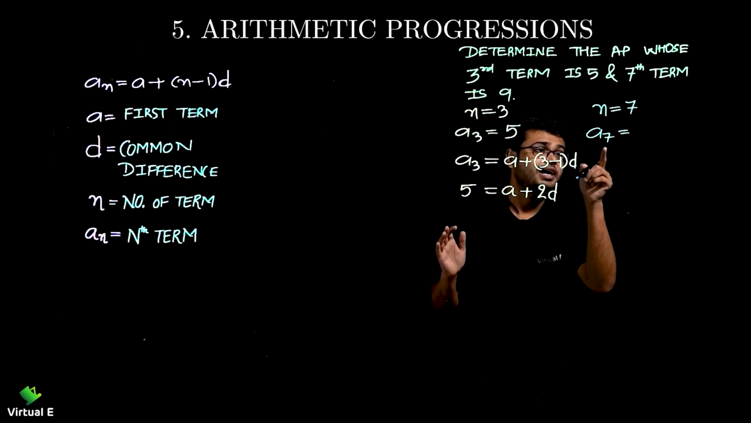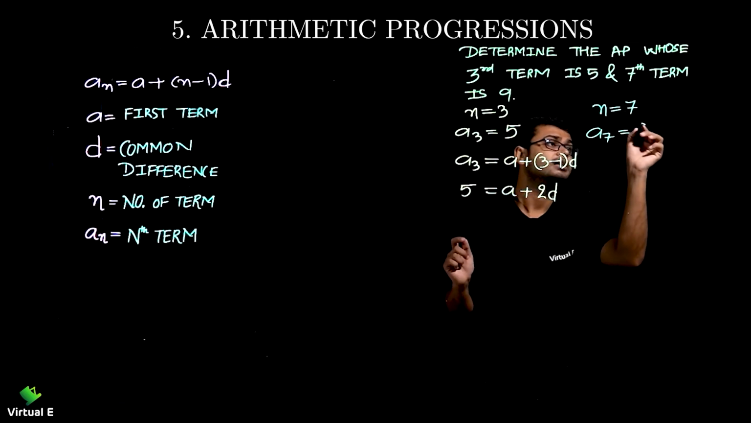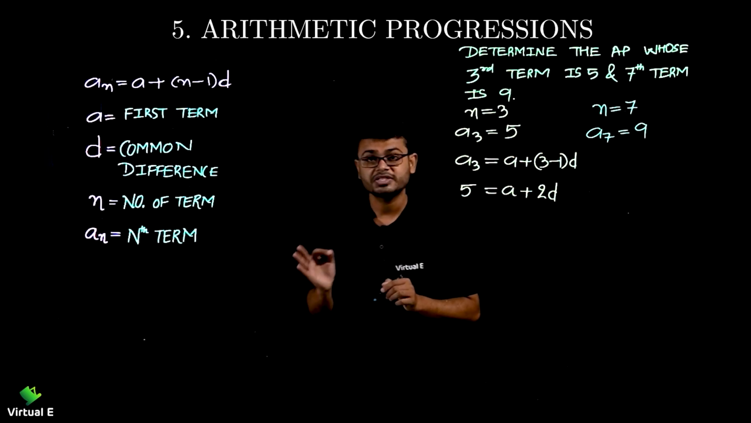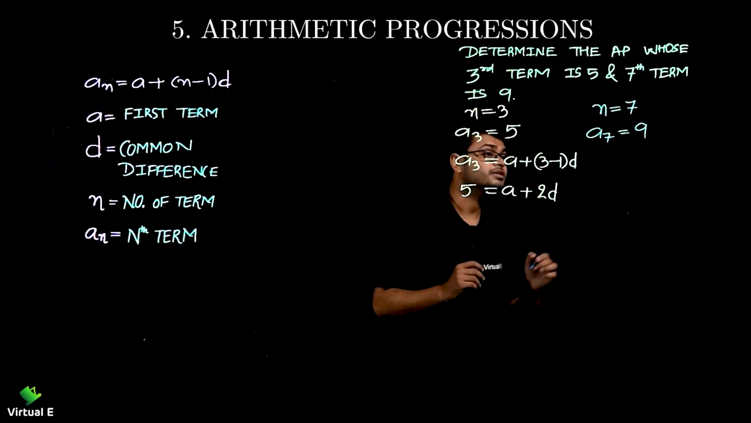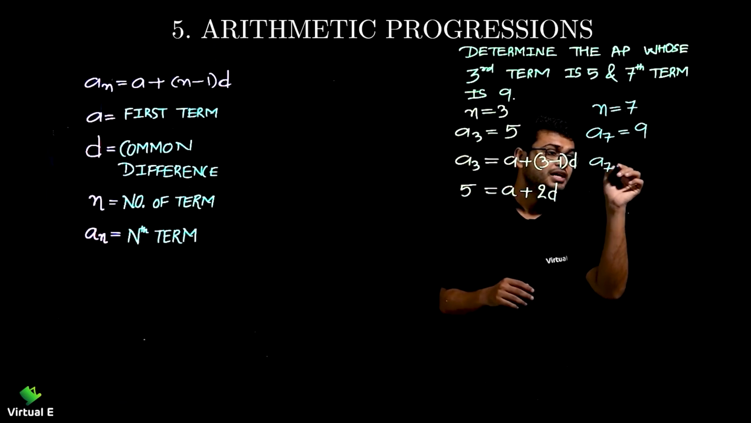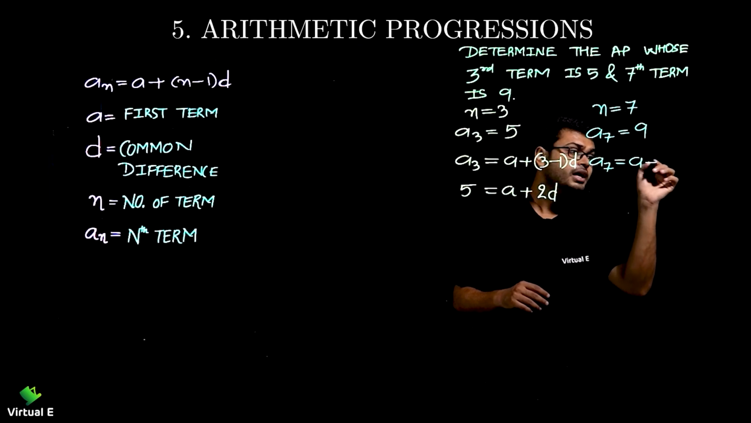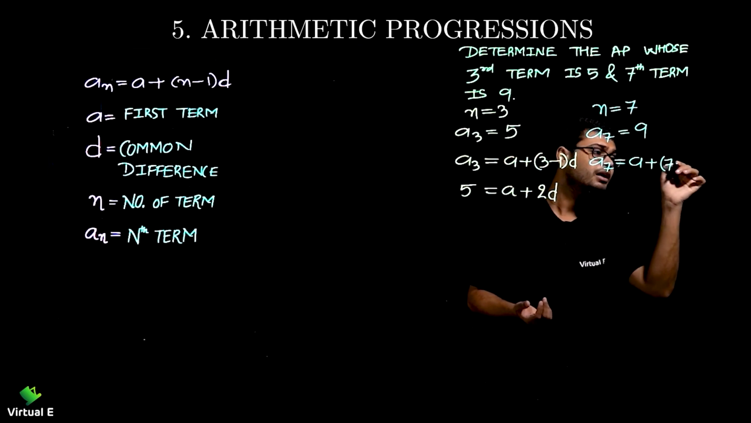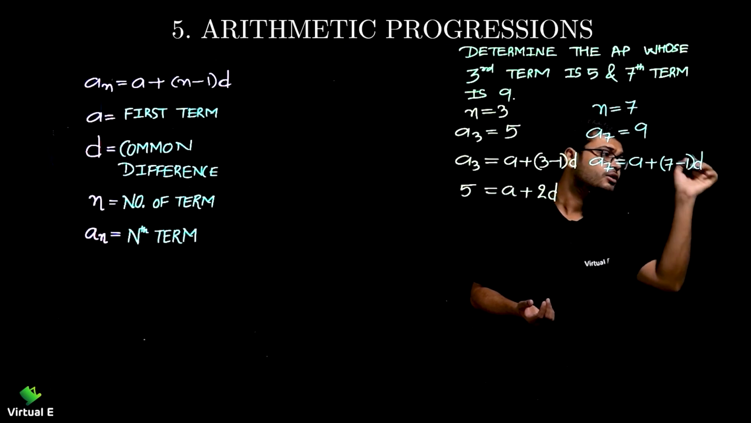A7 means 7th term, that is 9. Be careful, A7, 9, 7, 9. Don't misplace it. You are going to get the incorrect answer. So let's use the formula of A7. A7 is equal to A plus, instead of n, what will I be writing? 7 minus 1 into d.